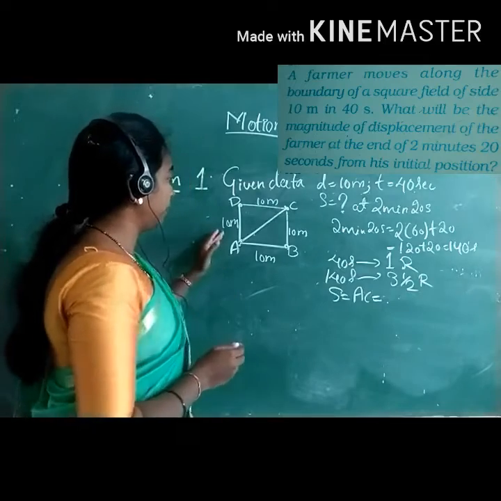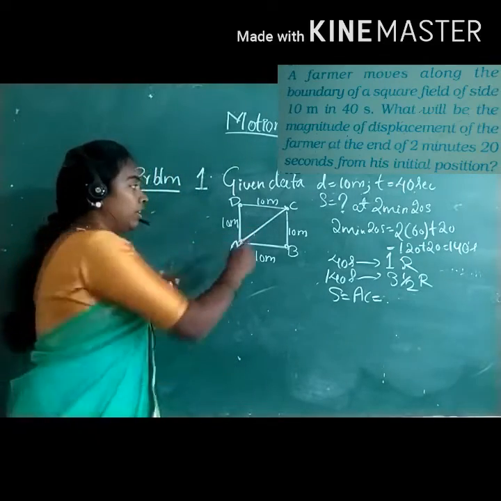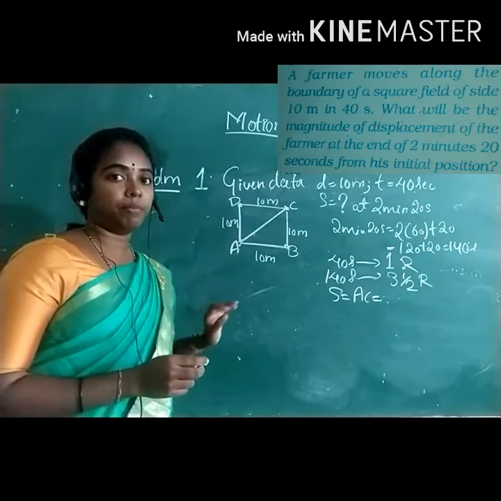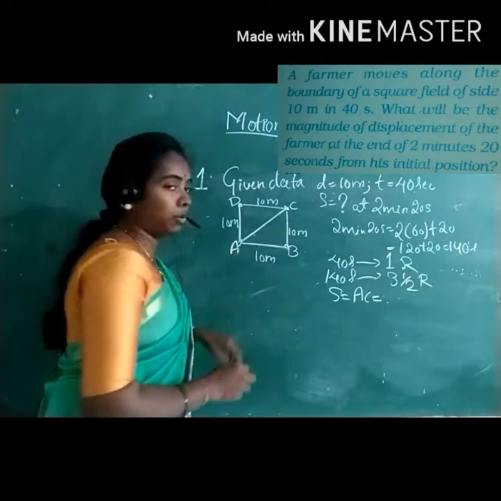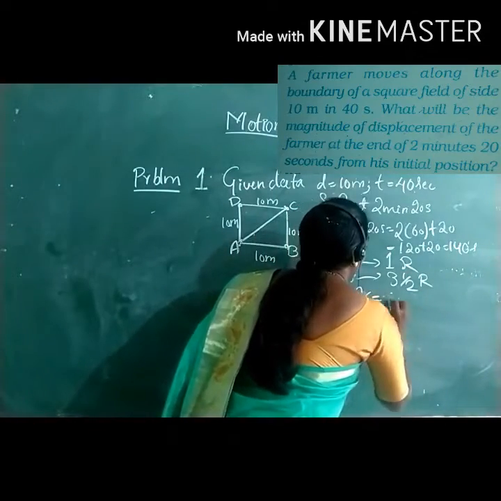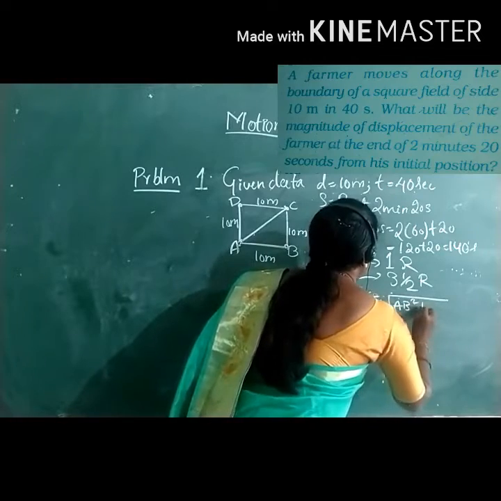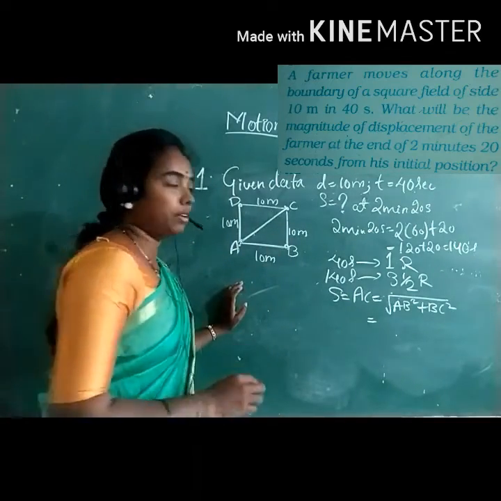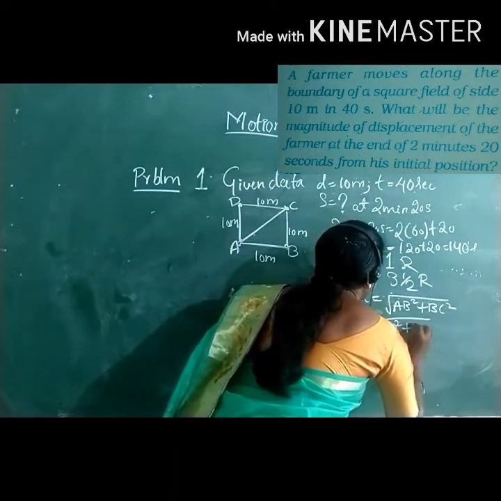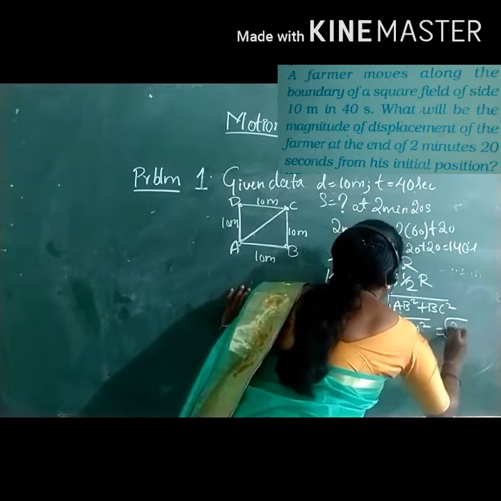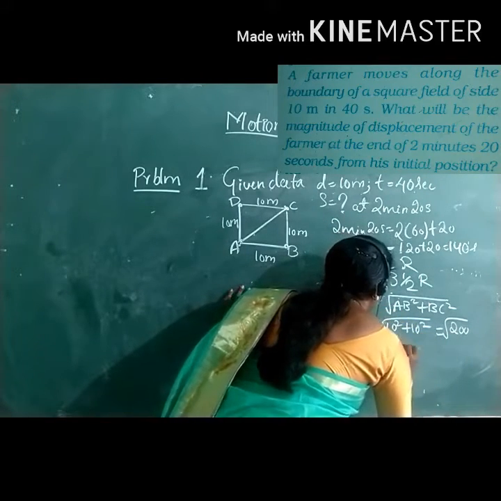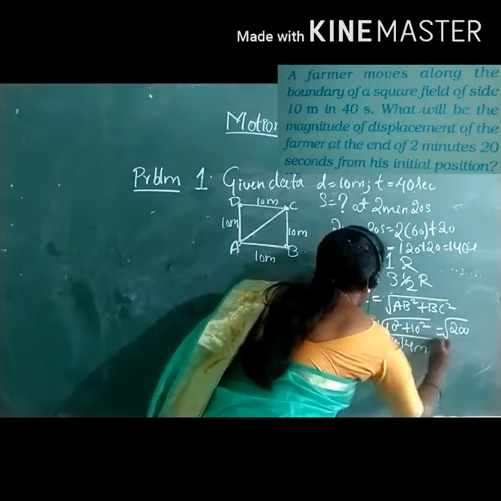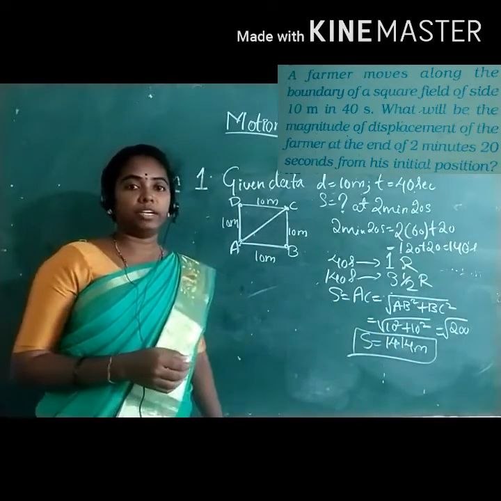So how do we need to calculate displacement from this diagram? Applying Pythagoras theorem. You will have an idea about that from maths. So let me take AC equals square root of AB square plus BC square. The value of that is the same, 10, 10. So 10 square plus 10 square gives you 200, and the square root of that is 14.14, and the unit is meter. So the displacement is given by 14.14 meter.